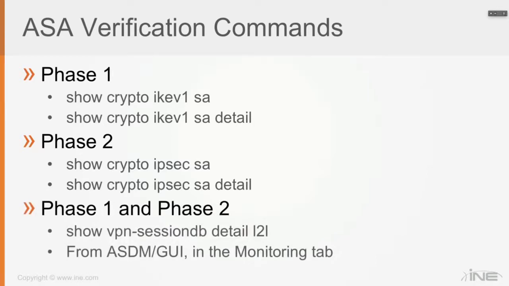And if you want to verify both phases, the ASA has another command, show me the VPN session database in detail to see the details of type LAN to LAN. So that command is like the show crypto session detail, but it's a different format because it's a different platform. They just brought up a new command. And of course, on the ASA, you can also verify that from the ASDM by looking in the monitoring tab.